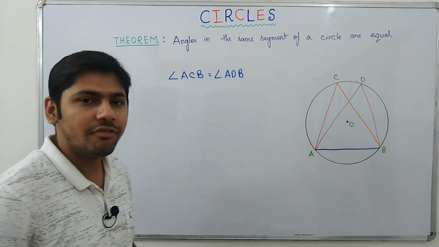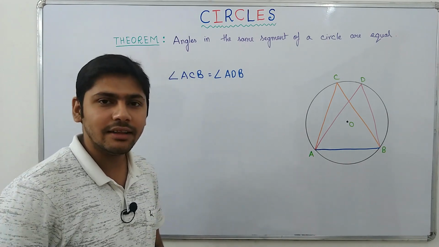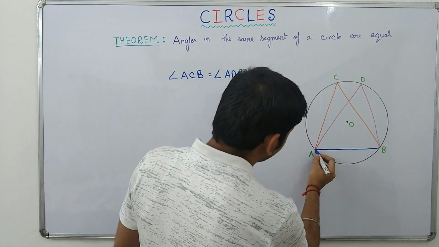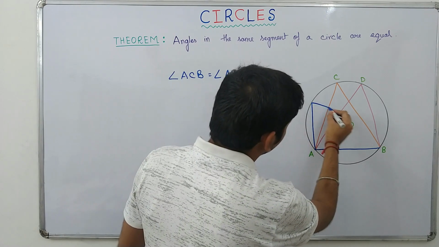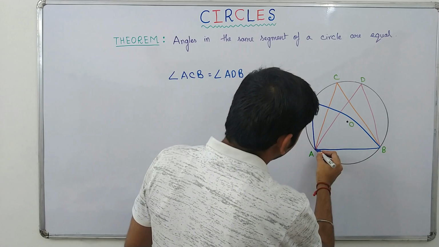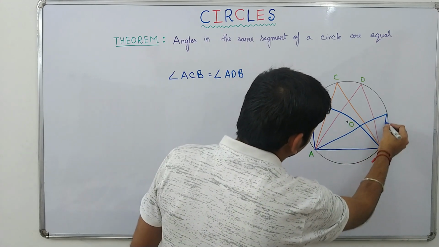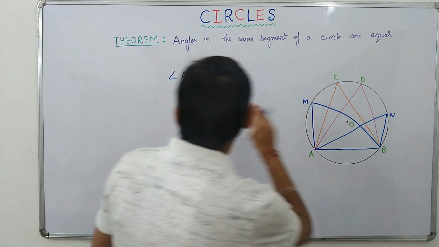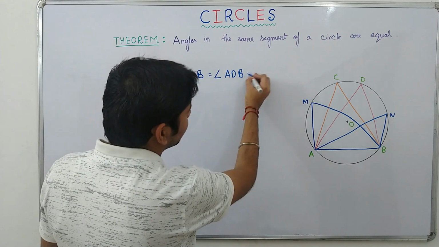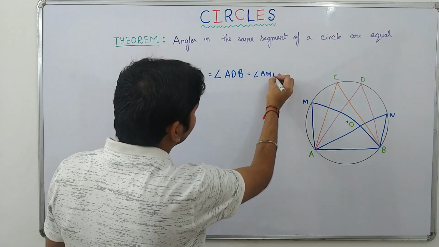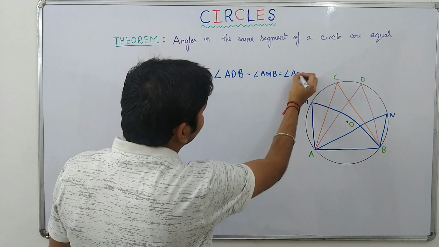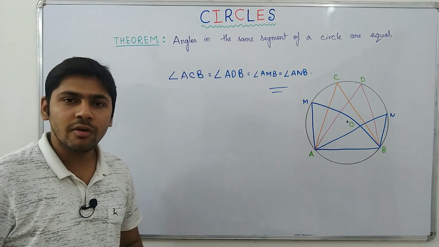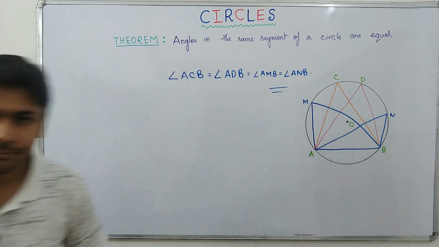Okay. Now as a matter of fact, if you take any angle in this segment, that will be equal to angle ACB and angle ADB. Say I take this angle and I take this angle. I'll call it M and I'll call it N. So both these angles will be equal to angle AMB and angle ANB. Okay? Easy to understand? Now we will move on to the next theorem.